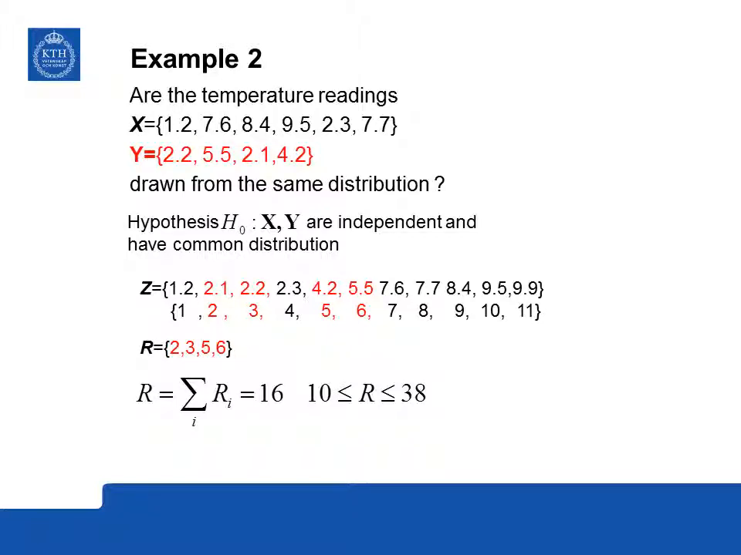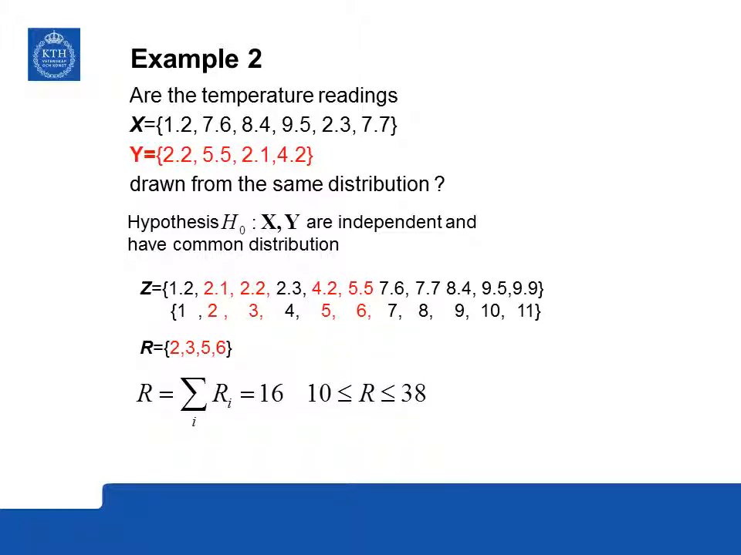hypothesis? Remember, if R is very small, meaning that all the y's are gathered to the left in the vector z, or if R is very, very large, corresponding to the case when all the y's are collected at the right-hand side of the vector z, these two cases correspond to the situation where we should reject hypothesis H0.